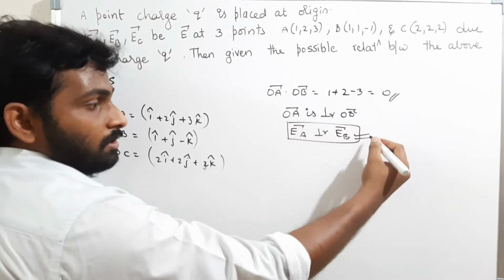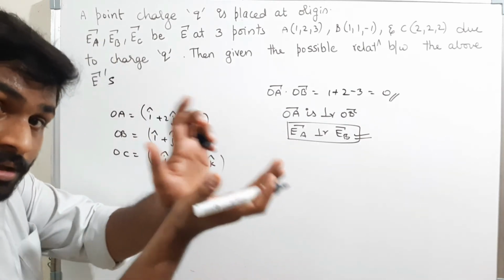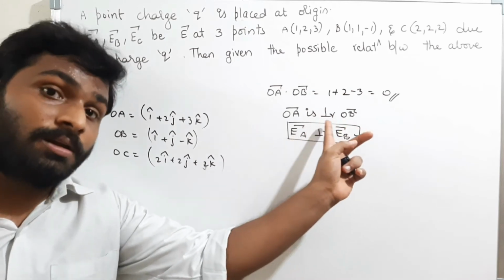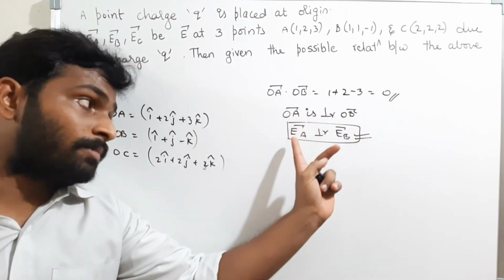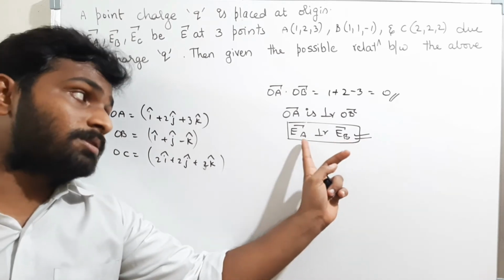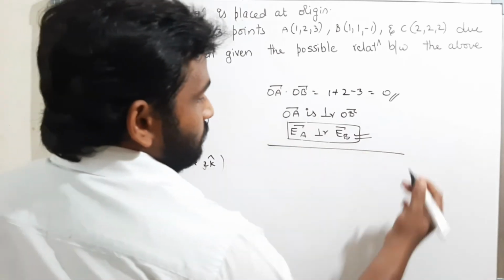Now I got one relation. The electric fields EA and EB are perpendicular to each other because the dot product is 0. If the dot product is 0, the vectors are perpendicular. If the vectors are perpendicular, that means the electric fields are perpendicular to each other. That means EA bar is perpendicular to EB bar. Now I got the first relation, well and good.